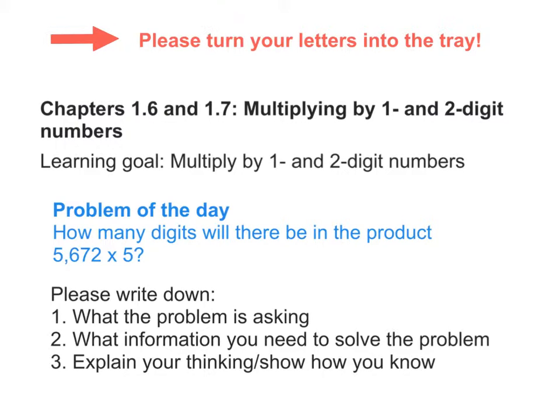So today we're combining two chapters because they're both review, okay? And I figured we could do this in one day. So we're going to do chapters 1.6 and 1.7, which is multiplying by 1 and 2 digit numbers. So today our learning goal in math is really to make sure we are all on the same page about how to multiply 1 and 2 digit numbers, okay?